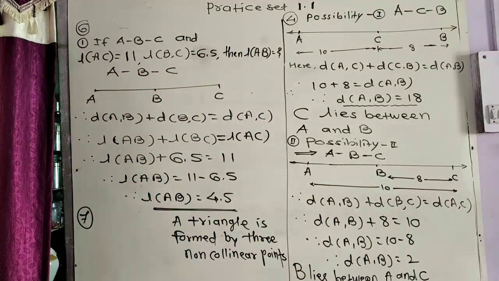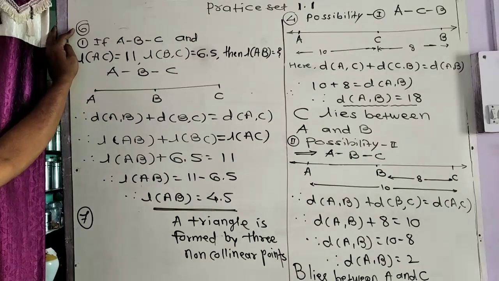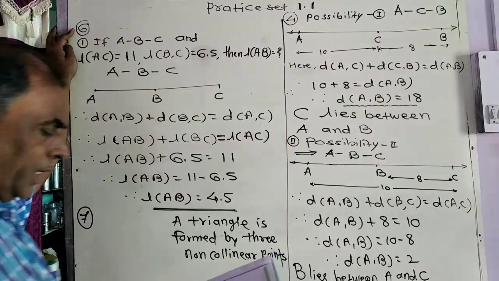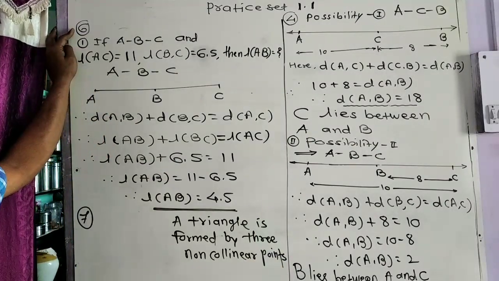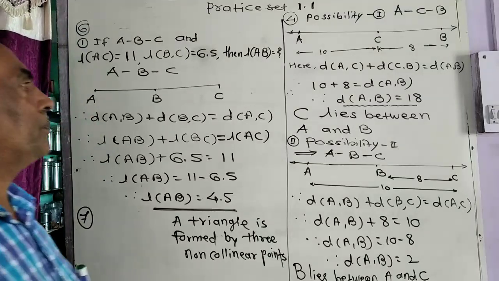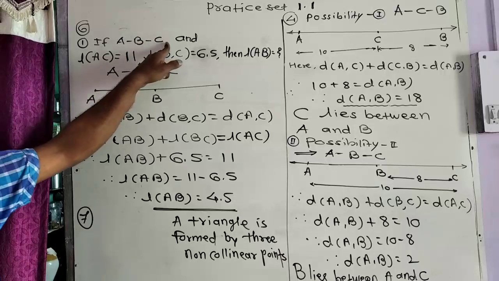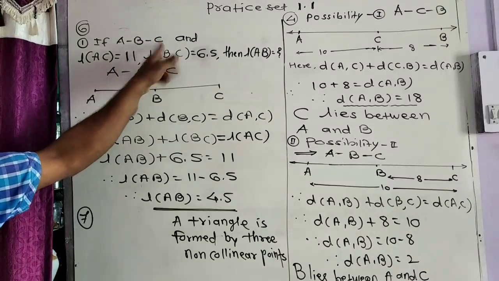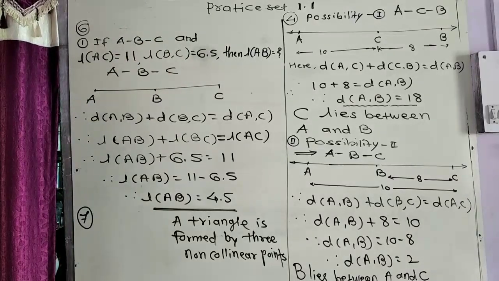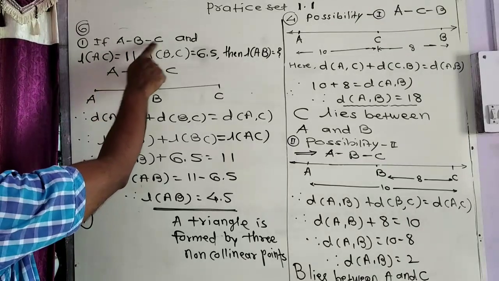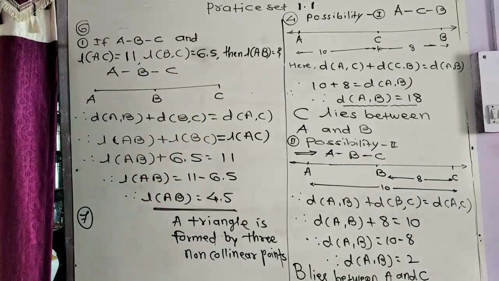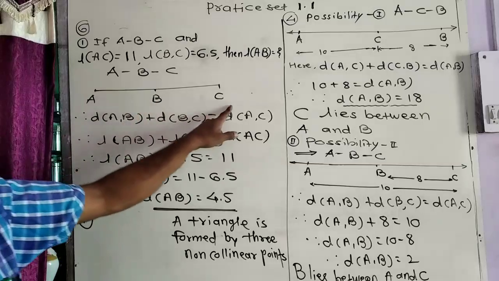Now the next example, example number 6, and the question is: sketch the proper figure and write the answer of the following question. The first question is given as A-B-C. If A-B-C is given, then what do we sketch? We draw a figure, meaning points A, B, C are collinear. So we draw the figure with A, B, C collinear.